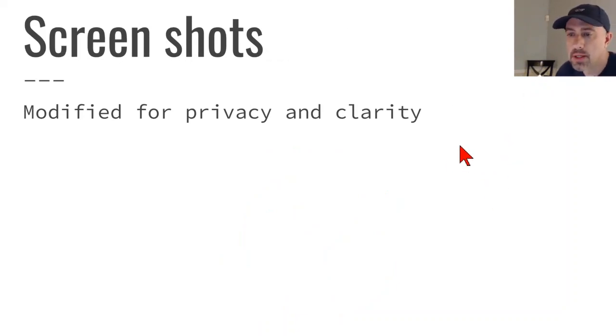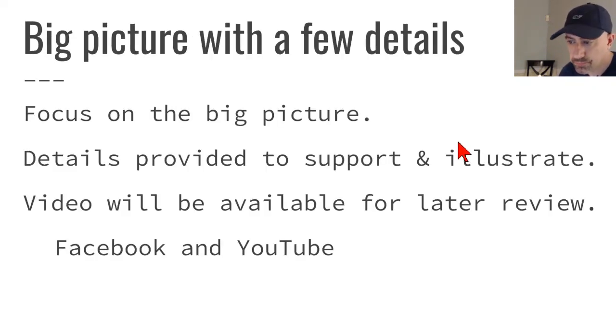So there are quite a few screenshots in this presentation. I just want to let you know that these are real screenshots. They've been modified a little for privacy and for clarity, but these are real examples of real matches. And I'll have some details in this presentation. I don't expect you to keep up with all of the details. The details are just there to reinforce the big picture. If you are interested in the fine details, you can view the video later and review all of the details that you're interested in.